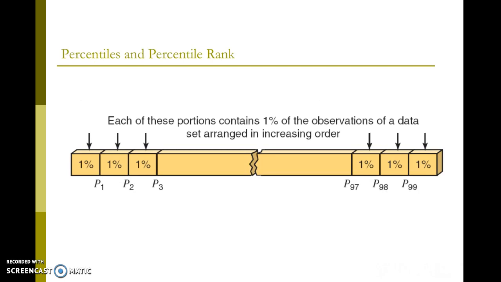Next, we're going to talk about percentiles and percentile rank. Each of these portions contains 1% of the observations of a data set arranged in increasing order. Of course, in a data set there's 100%, but we start with P1, the first percentile, and the last percentile is the 99th percentile.